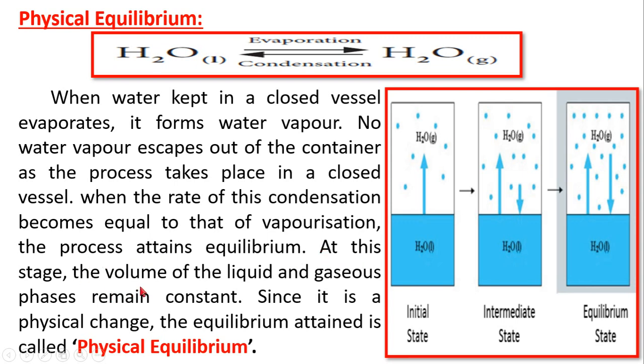At this stage, the volume of the liquid and the gaseous phases remains constant. So this change is called a physical change, and this equilibrium attained is called physical equilibrium. So what does physical equilibrium mean? At a particular stage, the volume of the liquid and the gaseous phases remains constant, and the change is called a physical change, and the equilibrium attained is called physical equilibrium.